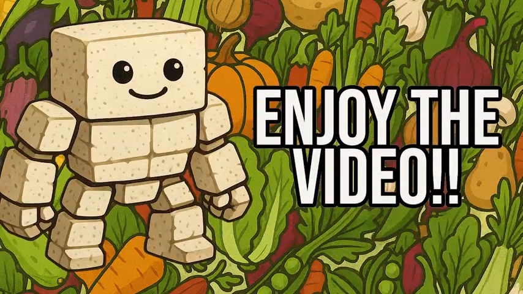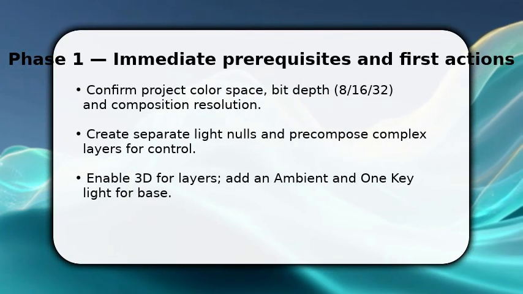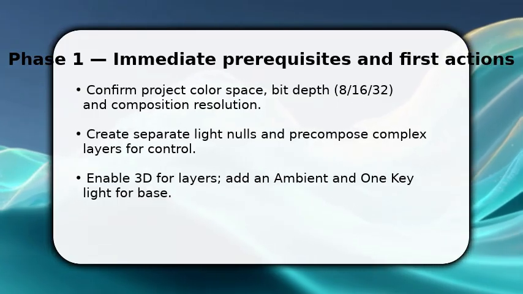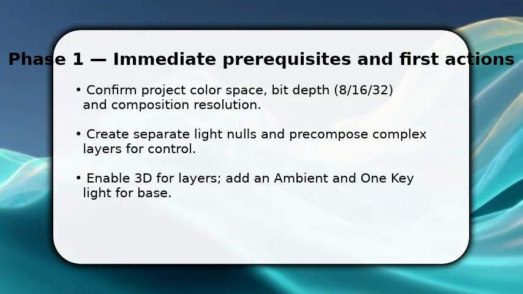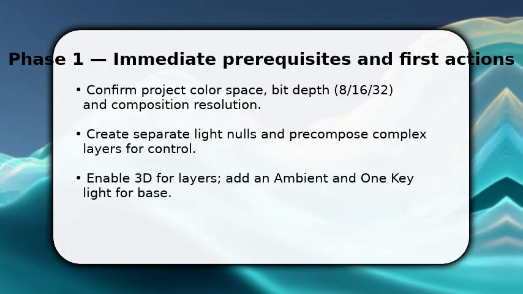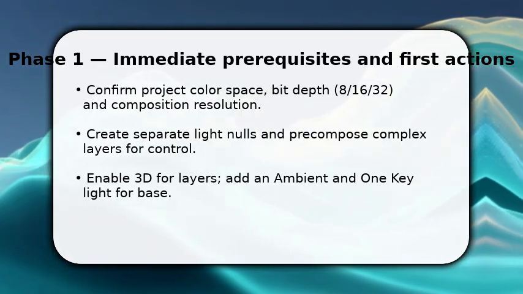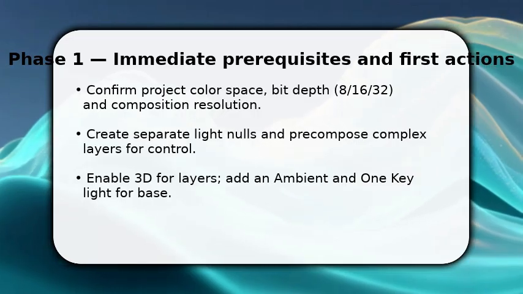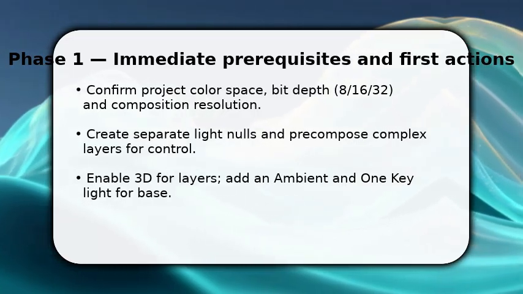Please enjoy the video. You start by setting a consistent color space and bit depth so lighting reacts predictably. Turn layers into 3D and add an ambient light to establish base exposure. This prevents blown blacks. Then add a single key light to block in form and direction.